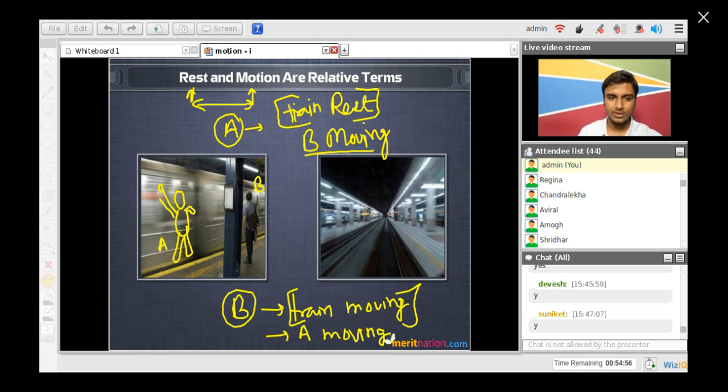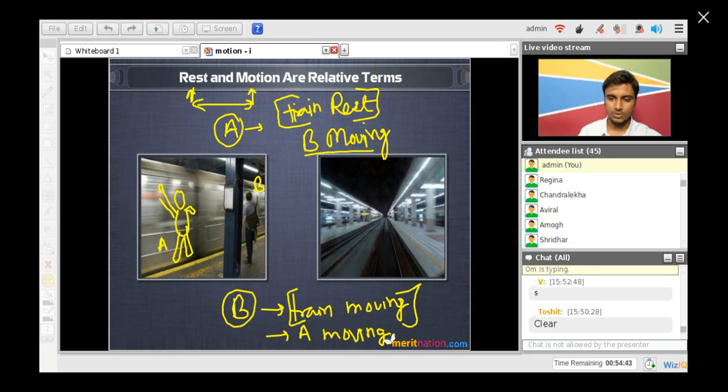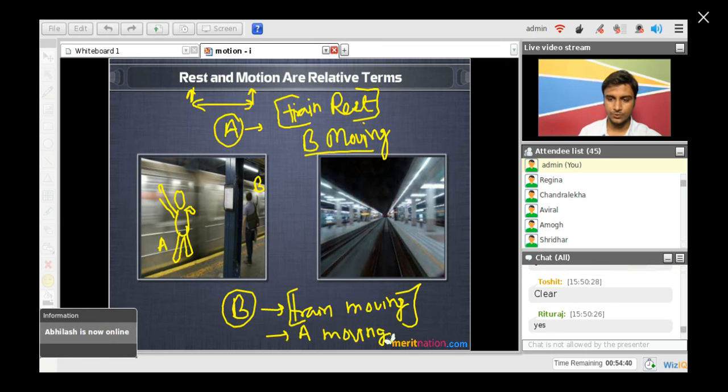Alright, so is this slide clear to every one of you? Why are they related terms? It's clear to most of you. Yes, Chinmay, with respect to the observer you can say. But generally we talk about Earth only, so we consider the stationary object. But with respect to the observer we can say, you are right.